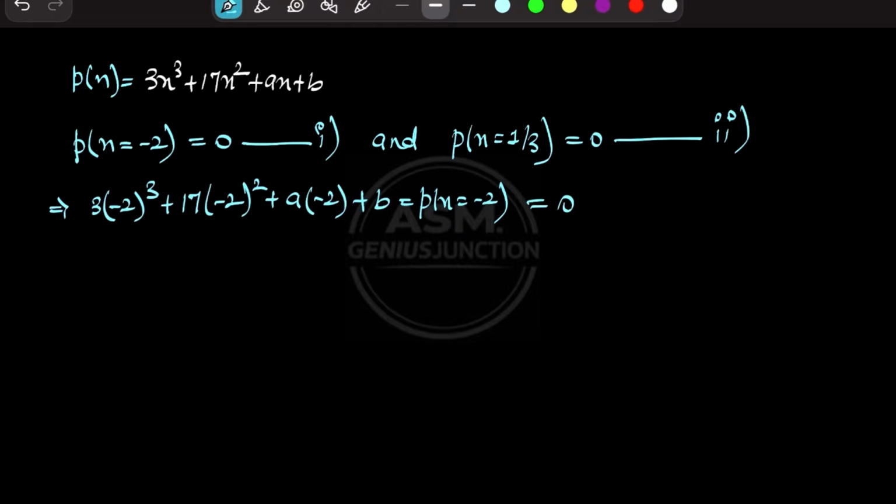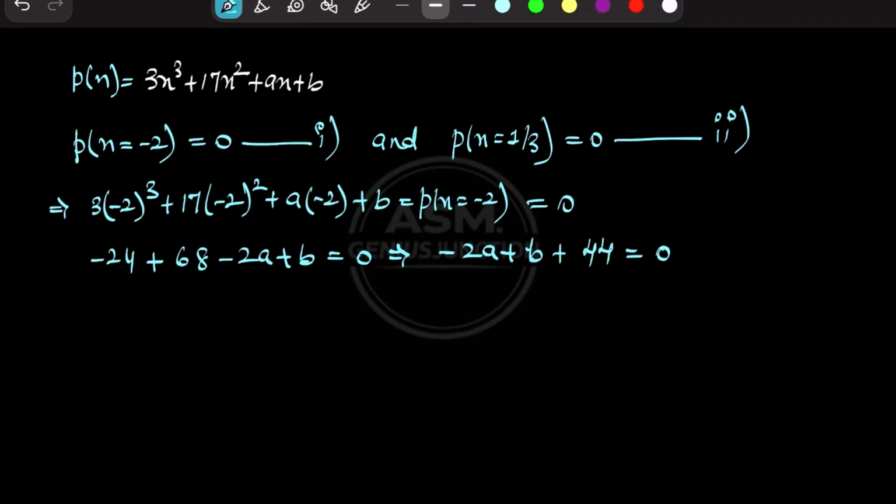This is going to give me minus 8. Minus 8 into 3 will give you minus 24, plus 2 times 2 is 4, and 4 times 17 is 68, minus 2a plus b equals 0. Arranging the terms so that we can get an effective equation, I will get minus 2a plus b, and then plus 68 minus 24. So I will get 44. So this is plus 44 equals to 0.